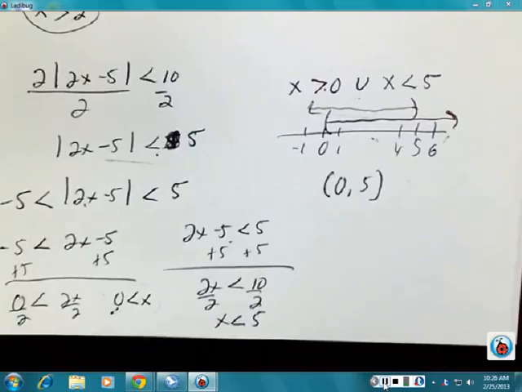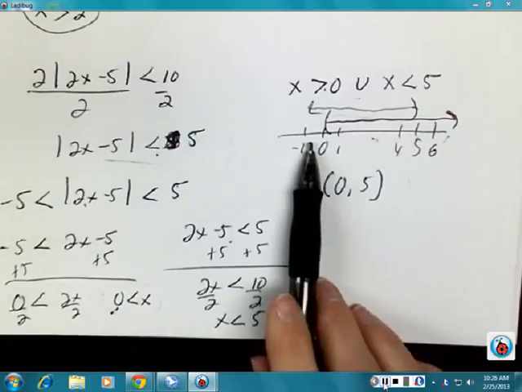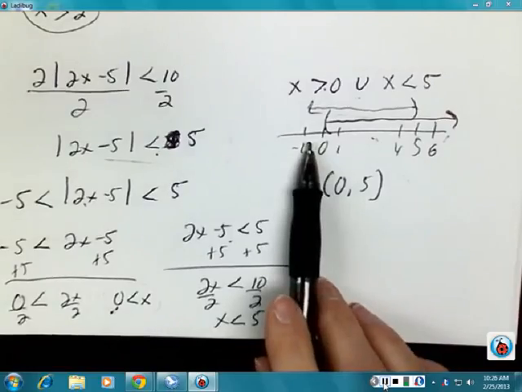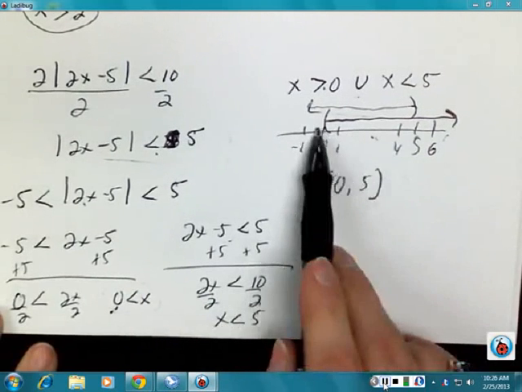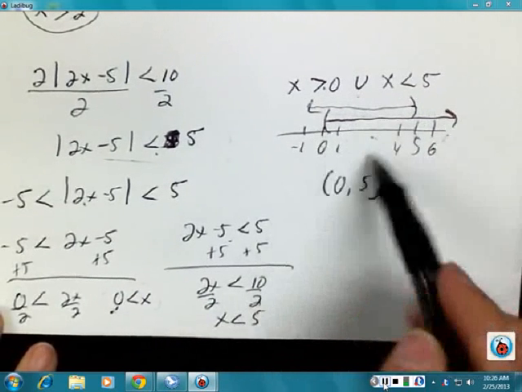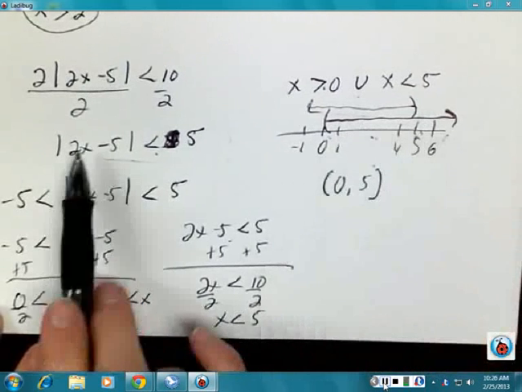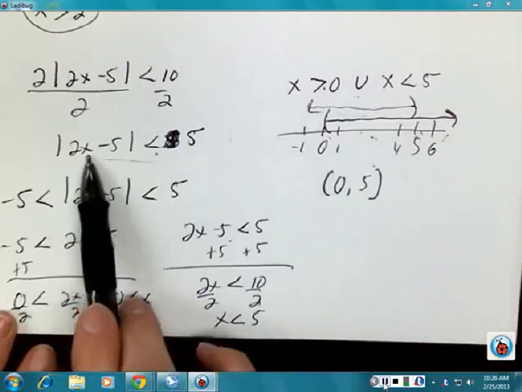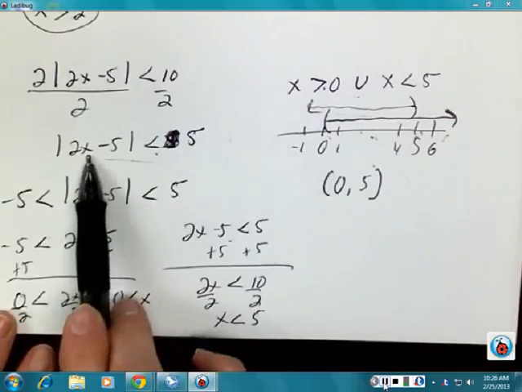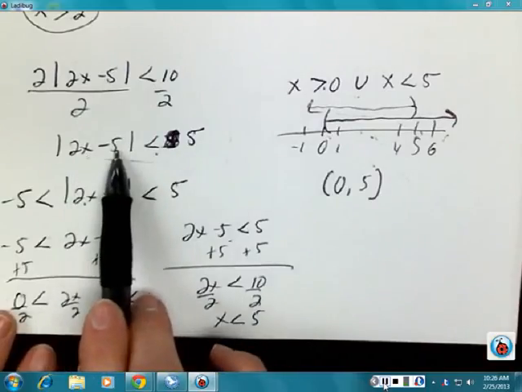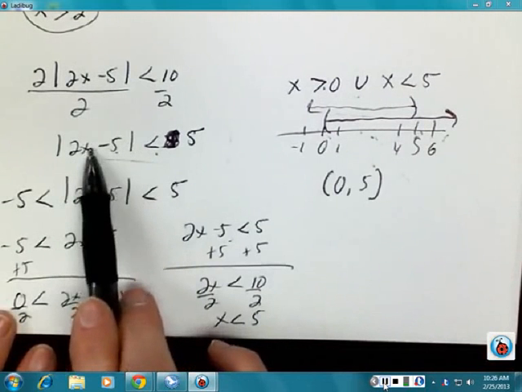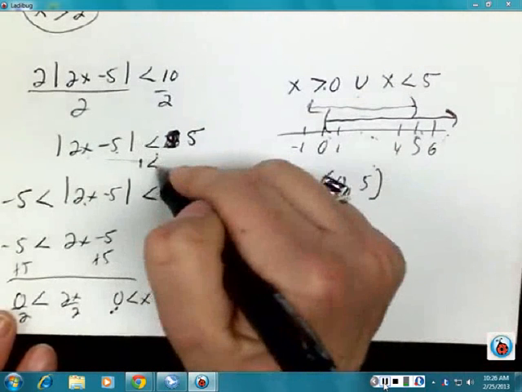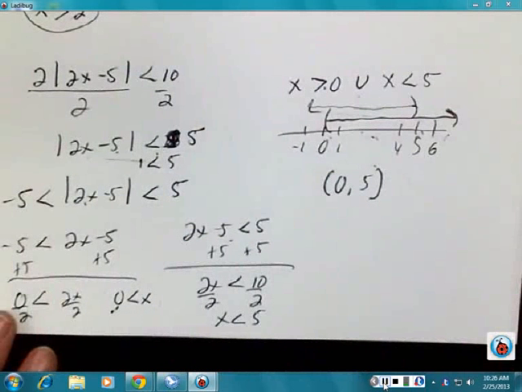I don't know, like graphing is a little sketchy. Your graphing's a little sketchy on this piece? Yeah, because I thought you would just stop at 0 and 5. No, because what you're looking at is this whole piece. Whatever I pick in between 0 and 5 will make this a true statement. Because if I pick 2, plug 2 in here, 2 times 2 is 4. 4 minus 5, it's a -1. The absolute of a -1 is 1, and 1 for sure is less than 5.